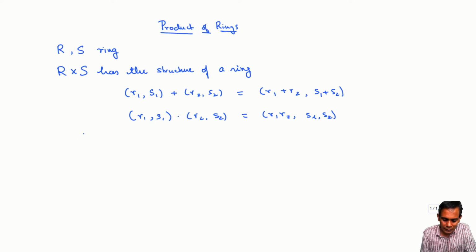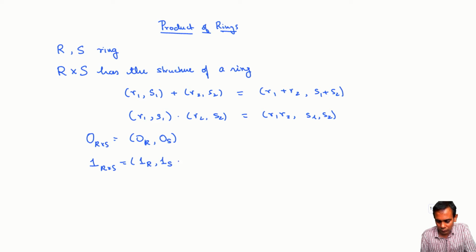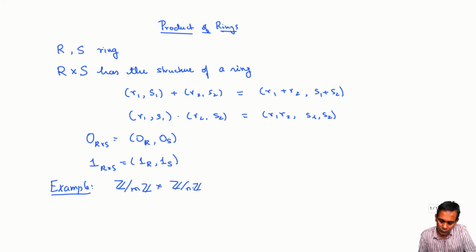So this R cross S has a zero element. The zero element of R cross S is just the zero element of R comma the zero element of S. The unit of R cross S is the unit of R comma the unit of S. And let me just give you a simple example. We've already seen that if we have two integers m and n, then Z mod mZ cross Z mod nZ is a group, but it is also a ring under component-wise addition and multiplication.